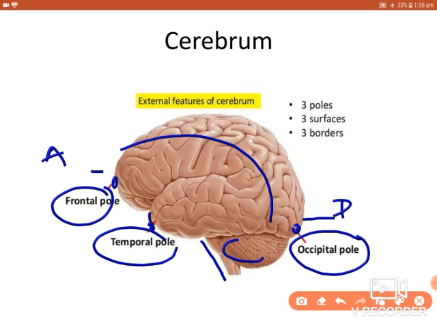Then here you can see there is one lateral sulcus. This depression here forms the lateral sulcus.